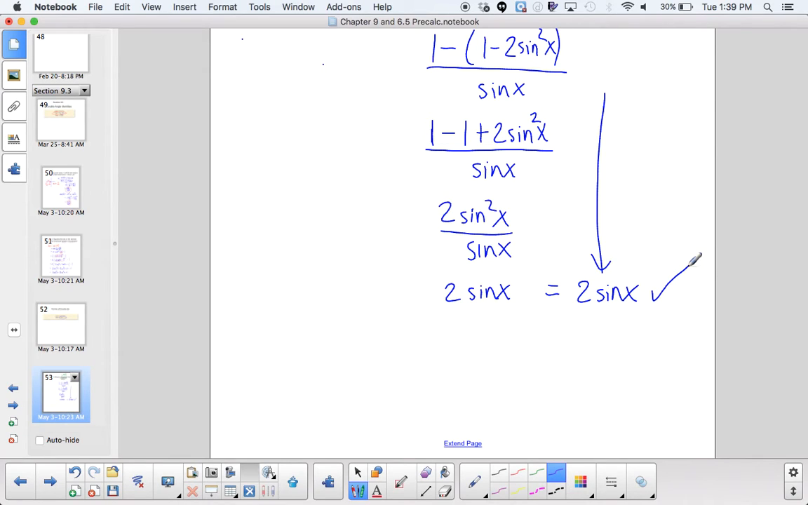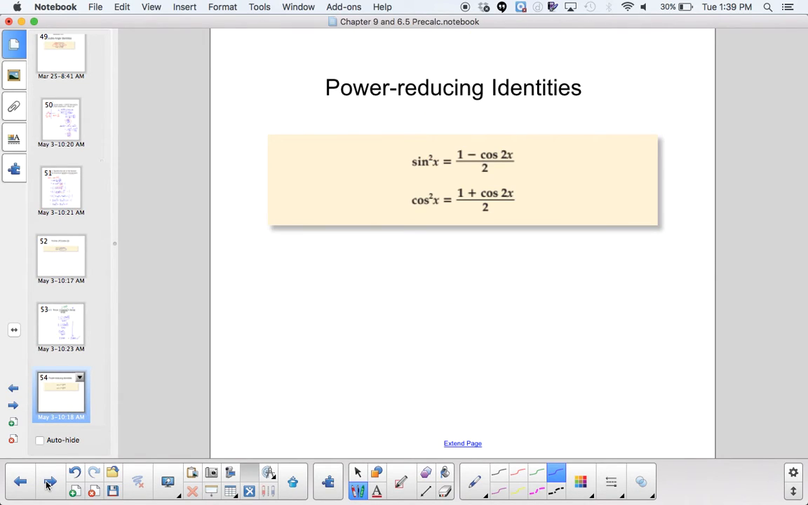And then the next we have is the power reducing identities, and these are exactly what they say. They reduce a power. So here you have a sine squared x, and it takes it down to a cosine, but a cosine to the first power. Here cosine squared x, but again it takes it down a power to cosine to the first power, but it does become a 2x in that.